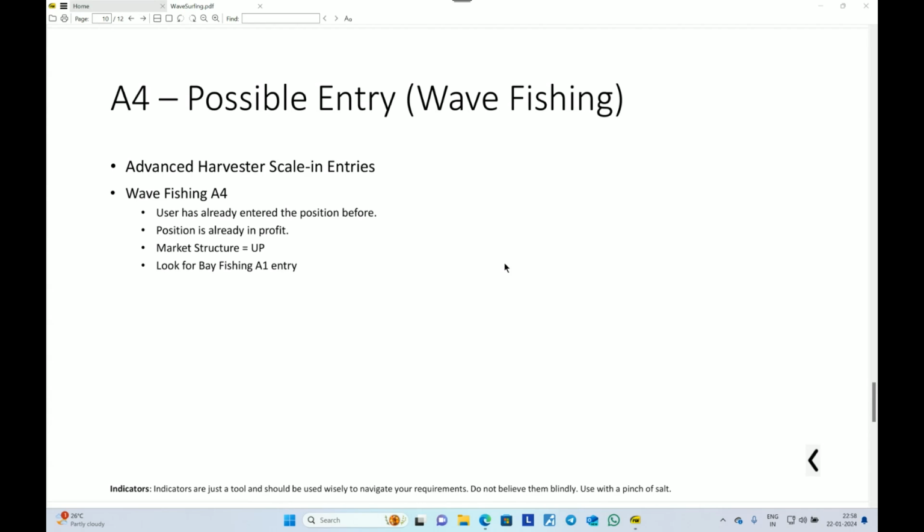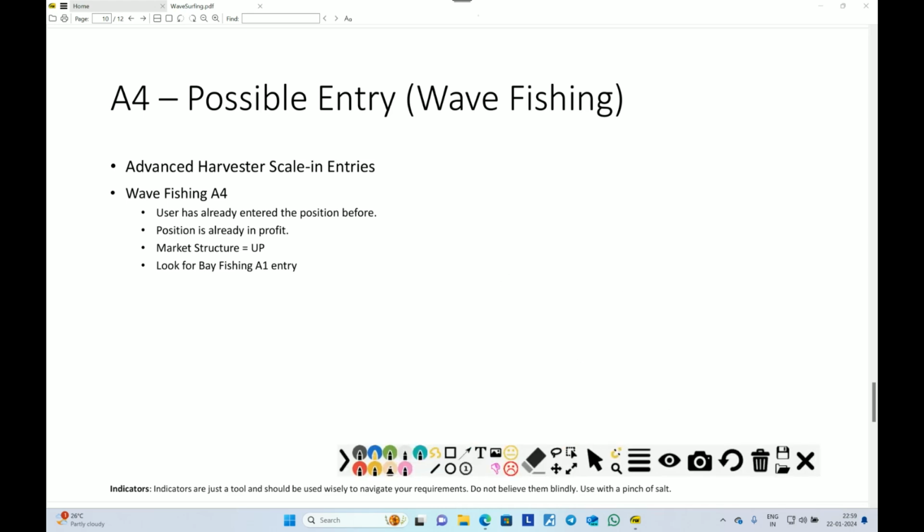In this video presentation, I'm going to explain A4 possible entries. A4 possible entry is not a primary entry method. It is an add-on module, also known as the advanced harvester module. So we're going to look at each of the components now. The components are the same. Right now this is a wave system, wave fishing.